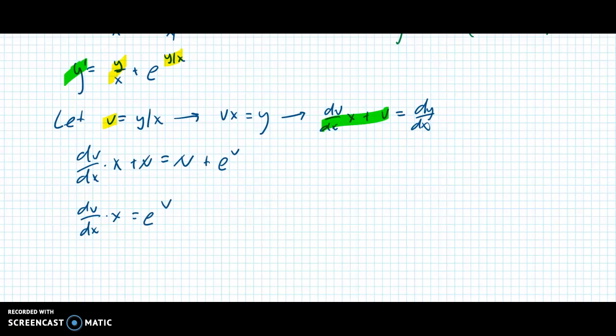Now this is a little weird, but it's really just a separation of variables. I can divide by e to the v, or even better, multiply by e to the negative v. I'll write that, because then these guys will cancel, and then move the x terms over, because I'll be left with a 1 over there. So that gives me e to the negative v dv equals dx over x.